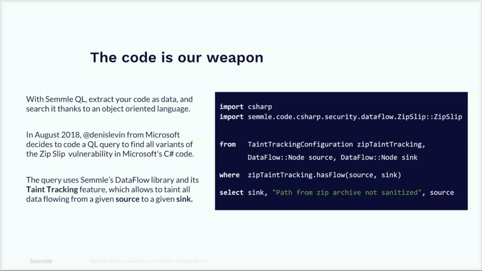We have a taint tracking feature which will taint all data flowing from one source to one sink. So if you look on the right-hand side at what the query looks like, you see that it's like an SQL query, but with a language with from, where, select, and zip taint tracking has flow will give you true if the data flows from this source to this sink.